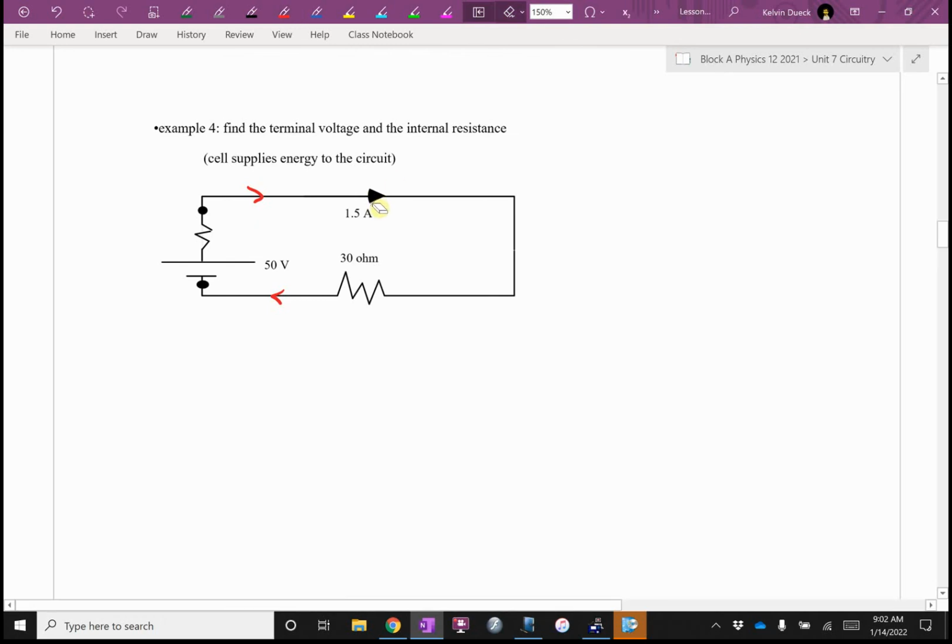Sophia, how many amps right here? How many amps right here? I know 2 things. How many volts do we lose going through here? It's going to be whatever 30 times 1.5 is. 45?